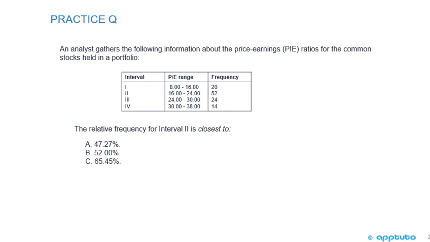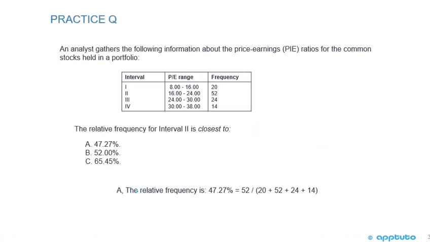In this question, an analyst gathers the following information about the price-earnings ratios for the common stocks held in a portfolio. There are 4 intervals: the PE range 8 to 16, 16 to 24, 24 to 30, and 30 to 28. And then they have the frequency. The relative frequency for interval 2 is closest to A) 47.27%, B) 52%, or C) 65.45%.